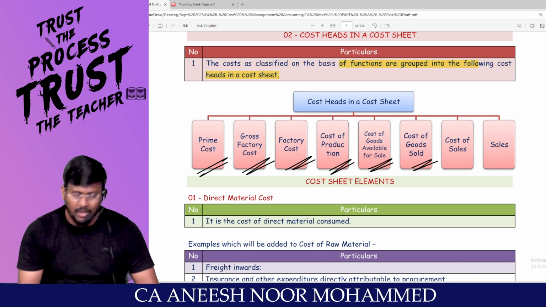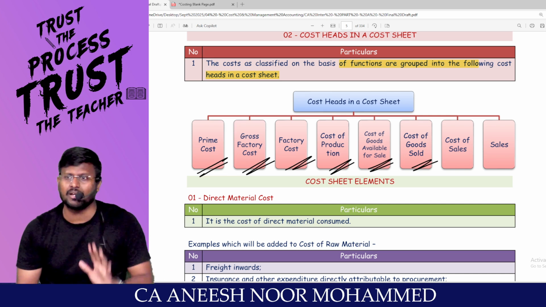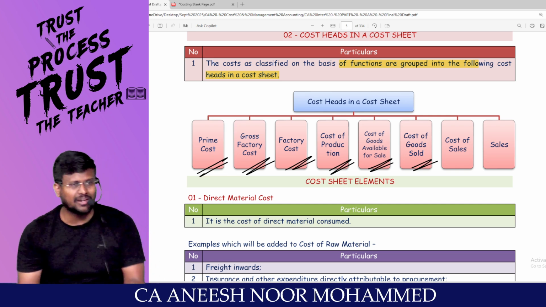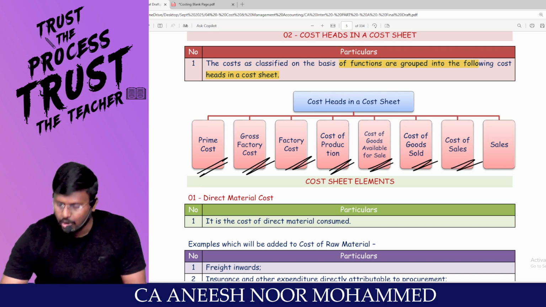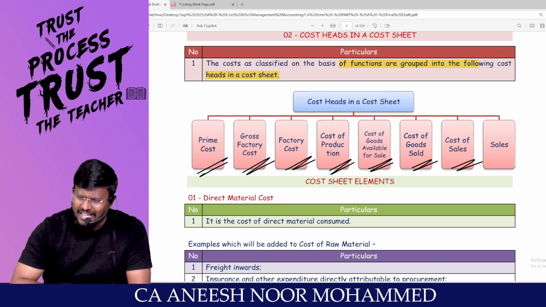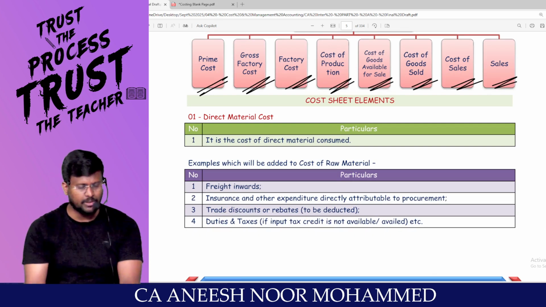Cost of goods sold is not enough. That goods should reach the customer, correct? For that, I have to incur the selling and distribution expenses, general administration overhead. Then it will become cost of sales. To that, if I add my desired profit, I will be getting the sales. Are you really with me?